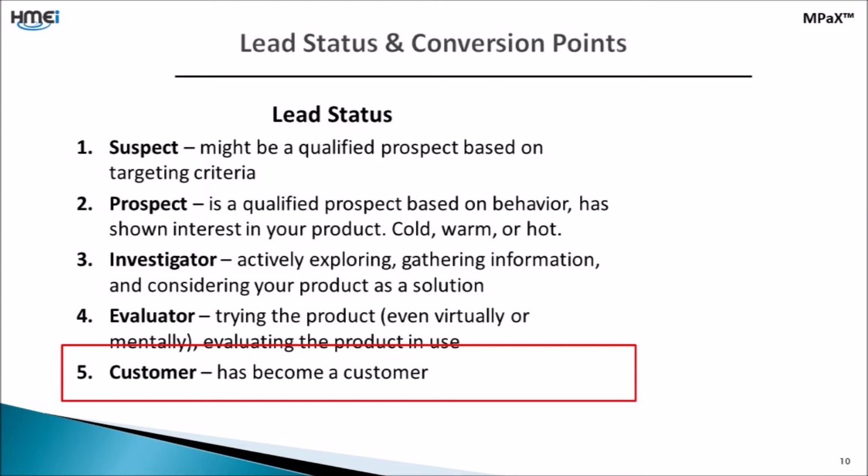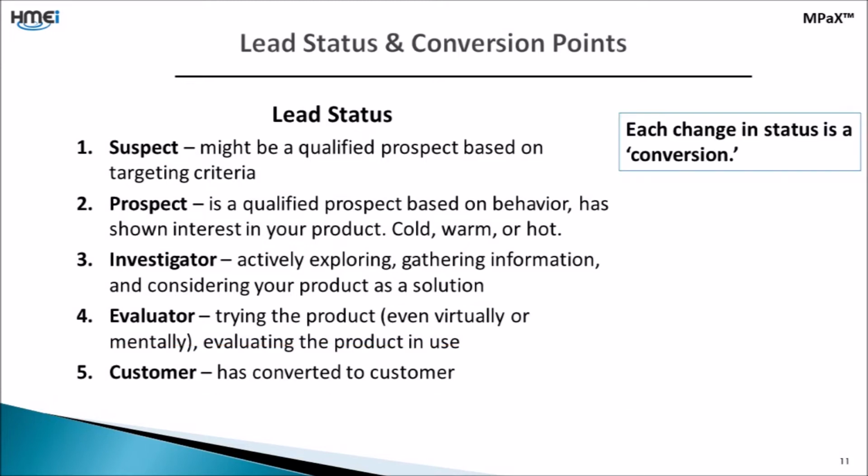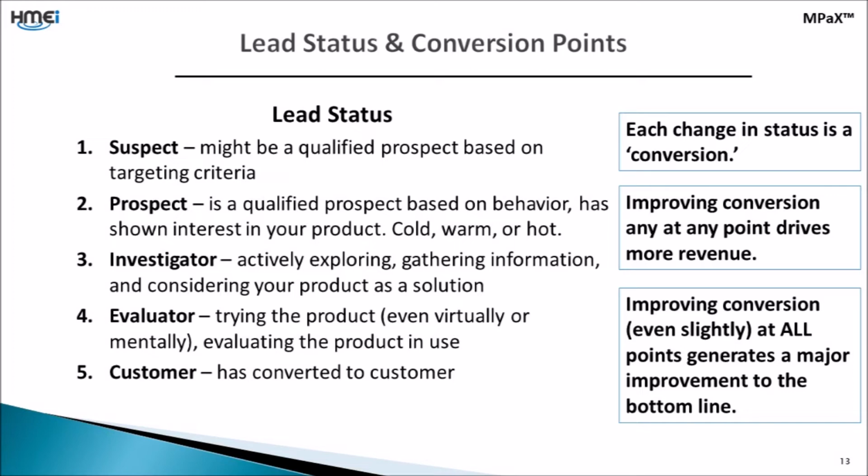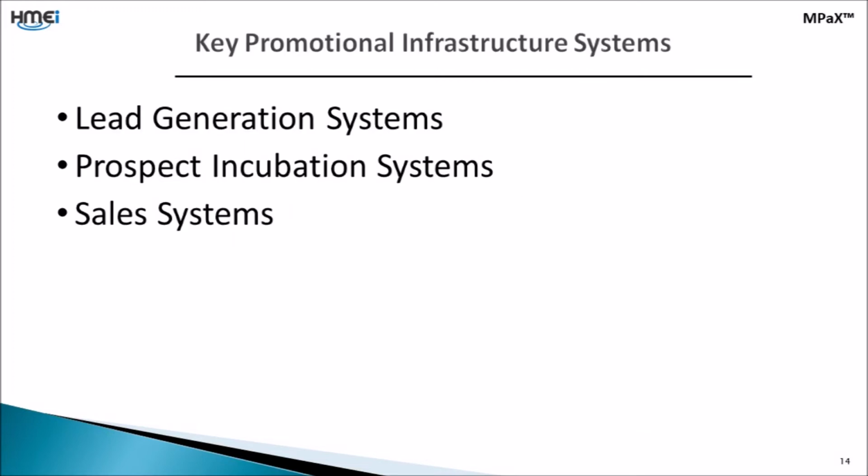Every product is different, of course, in terms of the behaviors, actions, or signals you might use to determine lead status. But these statuses can be adapted to any sales process. Each change in status is a conversion. Improving conversions at any point will help improve sales. Improving conversion, even slightly, at all points, generates a major improvement to the bottom line because there's a compounding effect to those conversions. That's why you want to be able to define, track, and optimize conversions between these statuses within your promotional infrastructure. Now, let's explore the systems that do the work of creating customers.